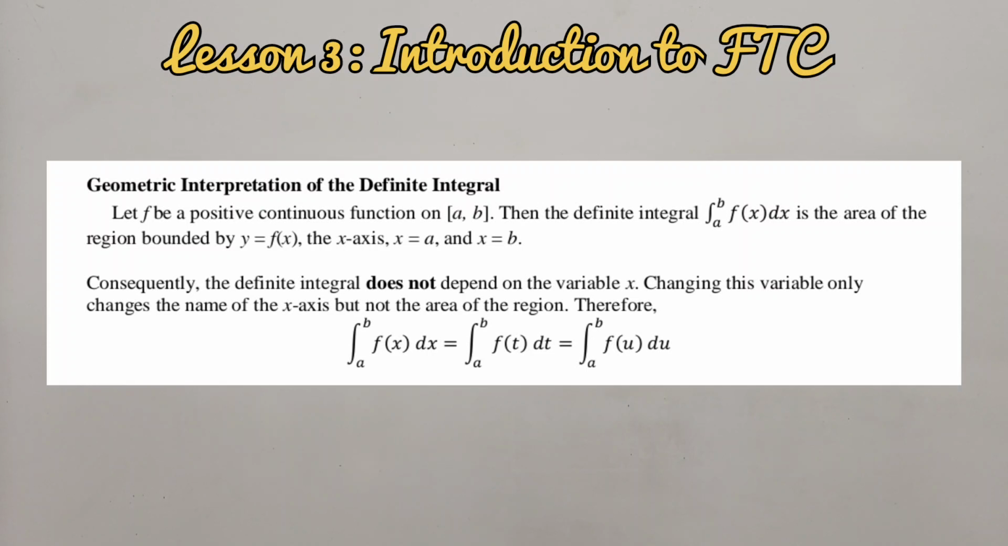The definite integral is the area of the region bounded by y equals f of x, the x-axis, x equals a, and x equals b. This is quite familiar because these are the assumptions for Riemann sum. Take note that the definite integral is the limit of Riemann sums. Other representations of the definite integral using other variables look like this.